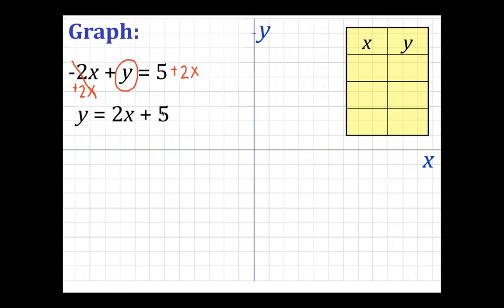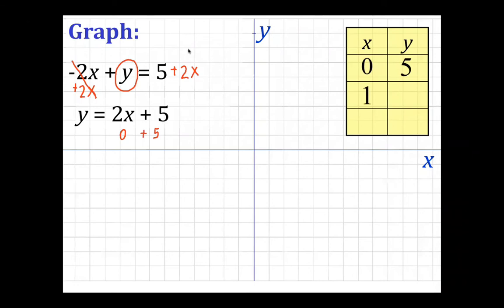So our new equation would be y equals 2x plus 5. And we can now plug in our x values now that our equation is set for y. So I'll go ahead and first plug in 0. 2 times 0 would just be 0, plus 5 would equal 5.